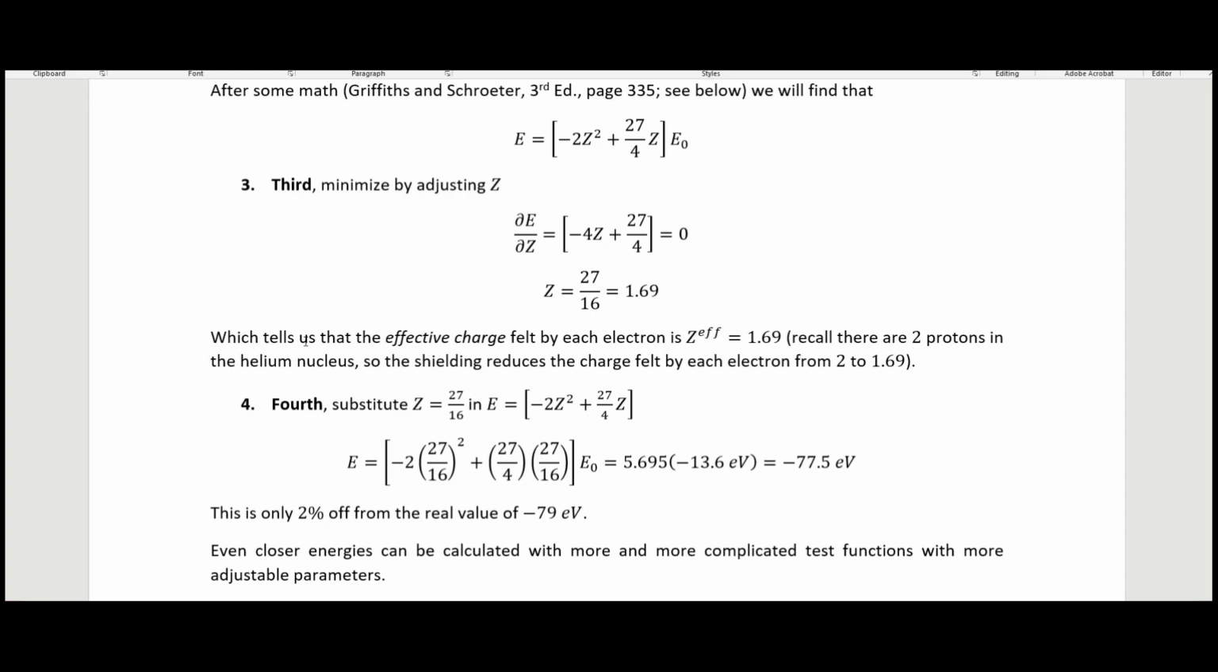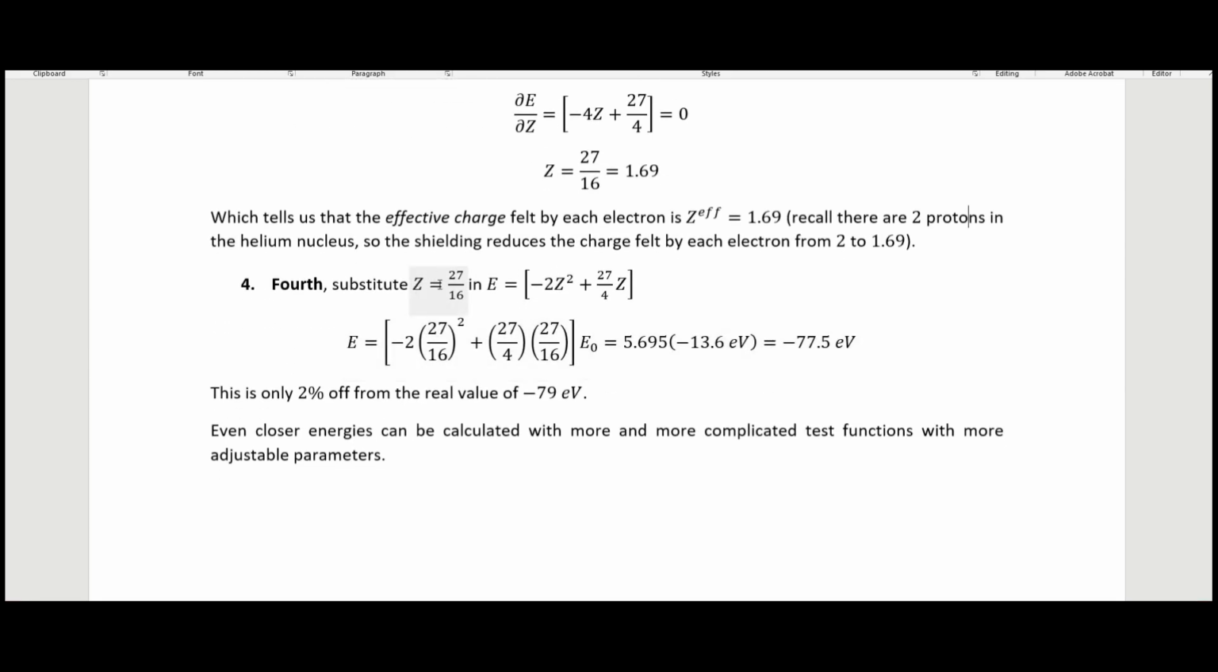Again, this is telling us the effective charge felt by each electron. So this Z effective is 1.69. There are 2 protons in the helium nucleus, but the shielding reduces the charge felt by each electron from 2 to 1.69. We substitute this back in, so we get this here times our minus 13.6. When we calculate all that, we get about 5.695, and that ends up getting us a minus 77.5 electron volts, which takes us down to 2% off from the real value.